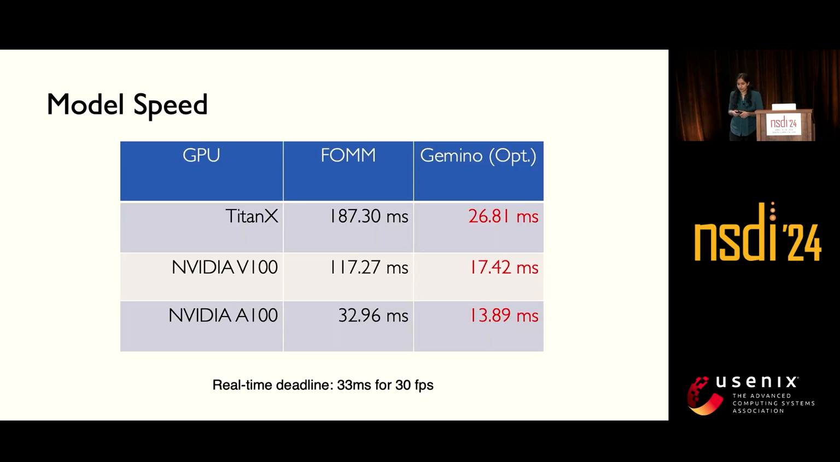Lastly, I'll present some quick numbers on the speed of Gemino. So here, for context, real-time reconstruction is 33 milliseconds for 30 FPS. The first-order motion model on an older generation Titan X GPU requires about 190 milliseconds to reconstruct a single frame. The optimized version of Gemino is able to do the same reconstruction in 27 milliseconds, which is well under the real-time deadline.